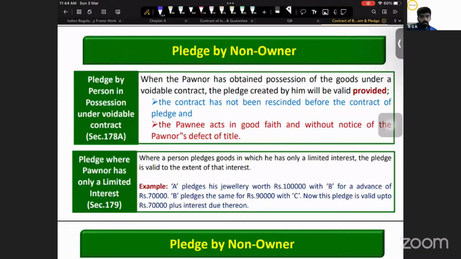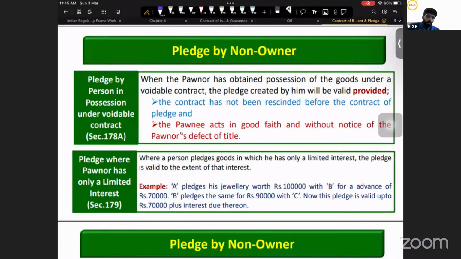Because B's interest in that particular pledged jewelry is 70,000 rupees only. That is limited interest. Even though B is not the owner, he will get limited interest, and to the extent of that limited interest, the pledge will be valid. When a person pledges goods in which he has only a limited interest, the pledge is valid to the extent of that limited interest. Whatever the limited interest is, to that extent, the pledge will be a valid pledge.